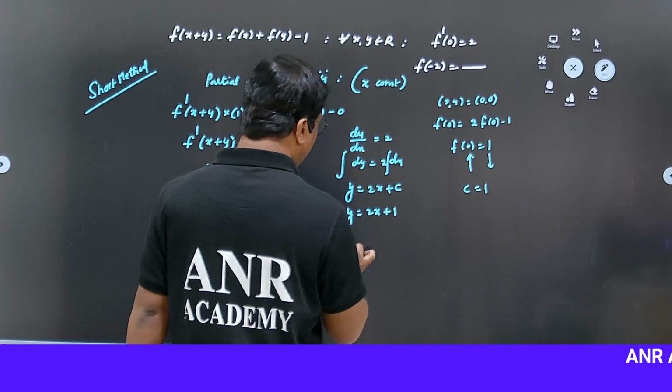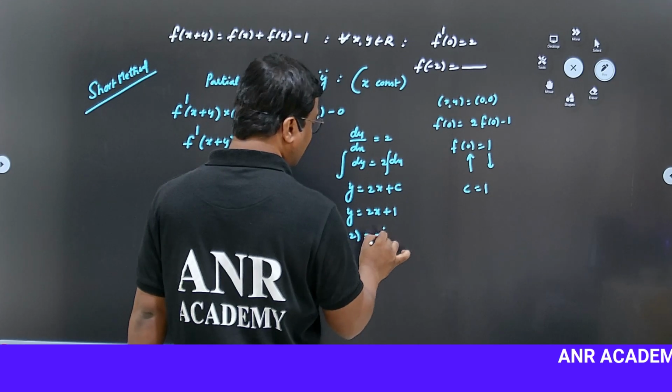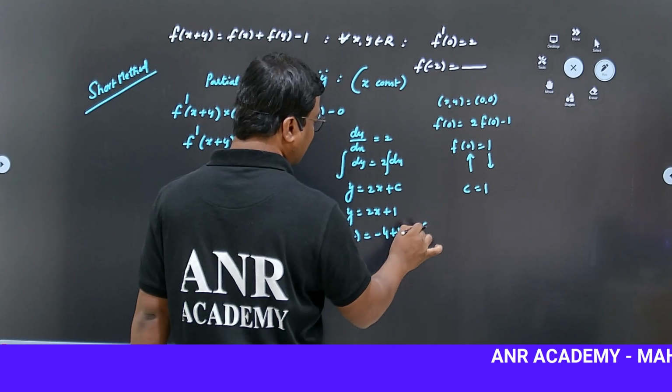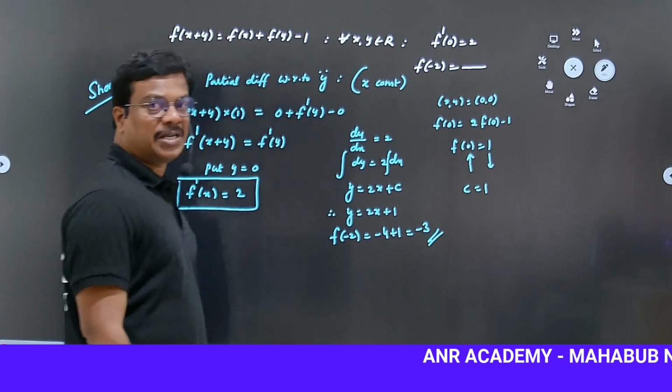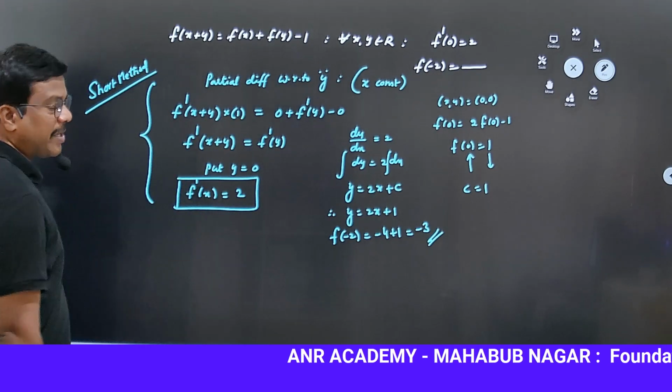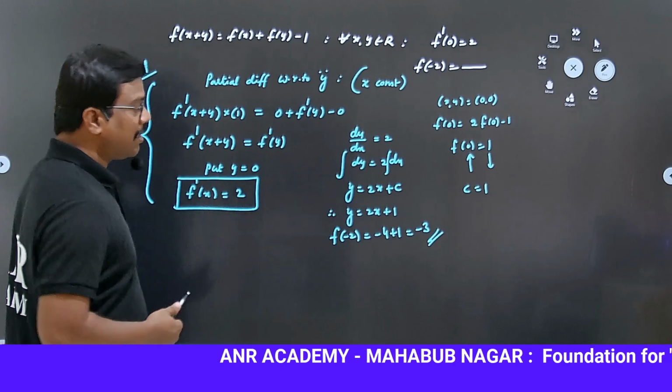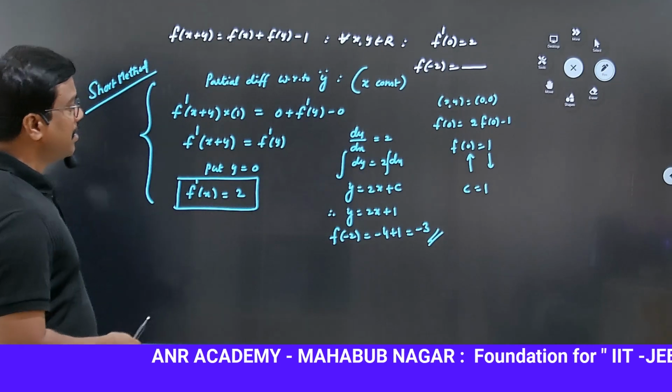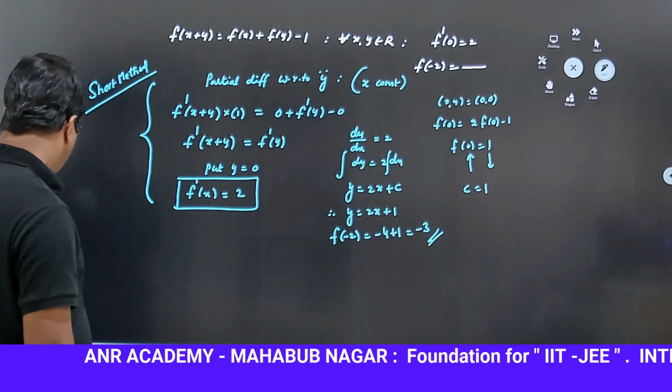We need to find f of minus 2. So, minus 4 plus 1 gives the result minus 3. The same result you got just by partially differentiating with respect to y by treating x as constant. So, this is a simple proof. Let us move to the next question.